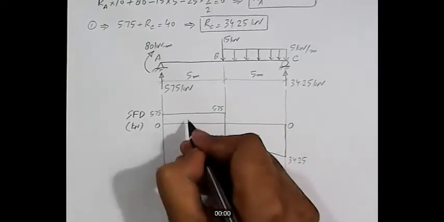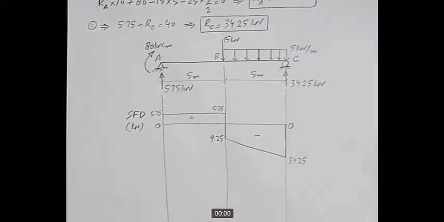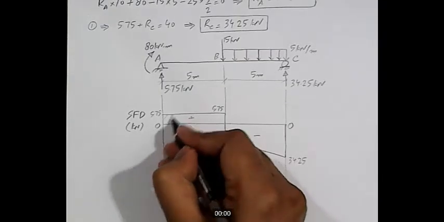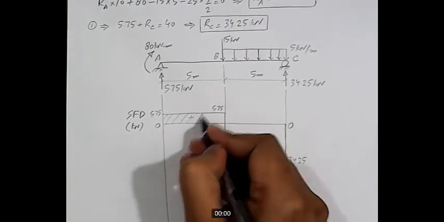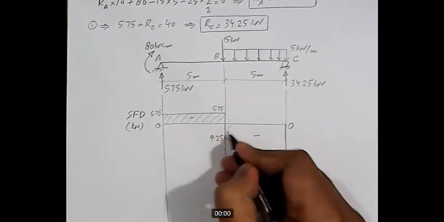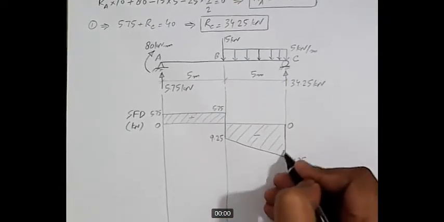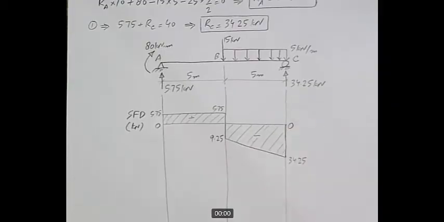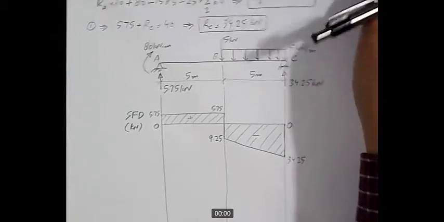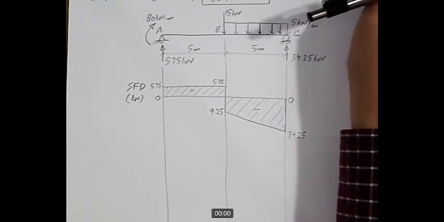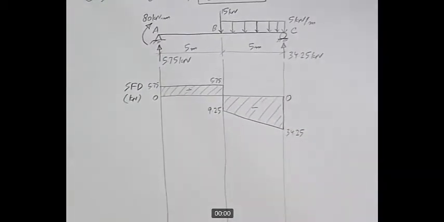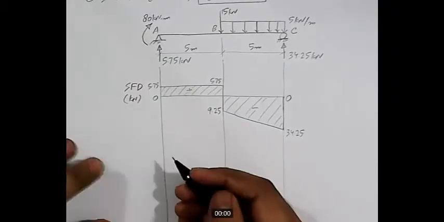This part of SFD is negative and this part of SFD is positive. So the shear force diagram is closing, which means that the shear force diagram is most probably correct. And once we are done with the entire solution, then I'll compare these diagrams with our previously drawn diagrams as well. Okay, so this completes SFD. Now let's move to the bending moment diagram.